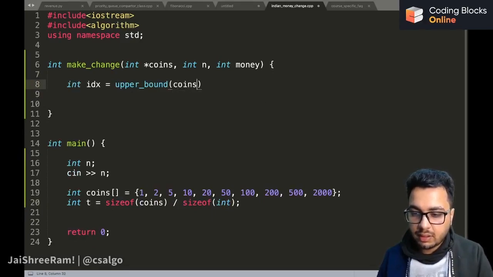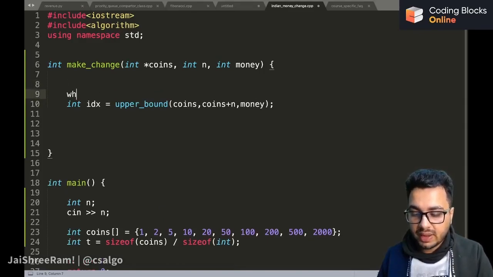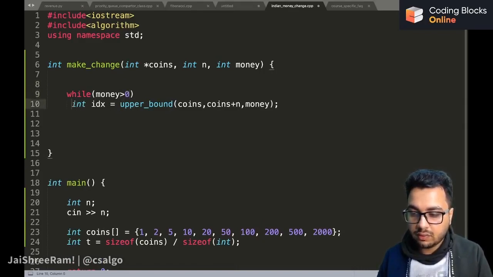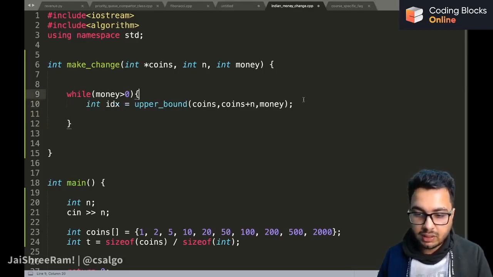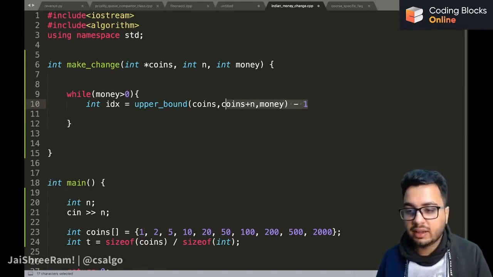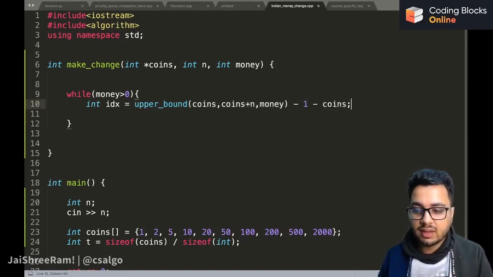So I can say coins plus n, and the amount for which I want to find the upper bound is money. What I need to do is, while money is greater than 0, find the index of a number which is just less than or equal to the given amount. This will actually give me the address, and if I subtract the base address of the array, that is minus coins, I will get the index.